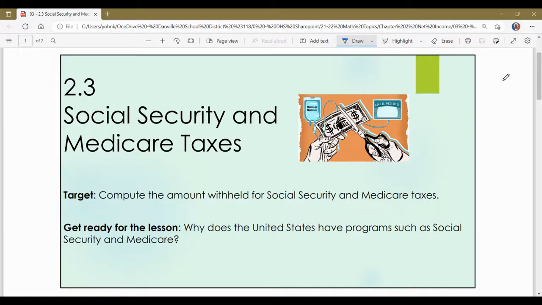Hey kids, welcome to section 2.3, Social Security and Medicare taxes. Today we're going to learn how to compute the amount withheld for Social Security and Medicare taxes.